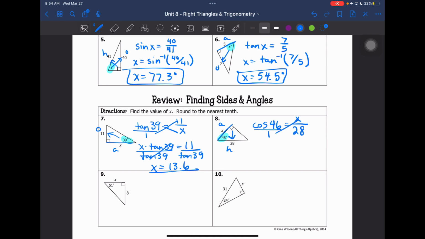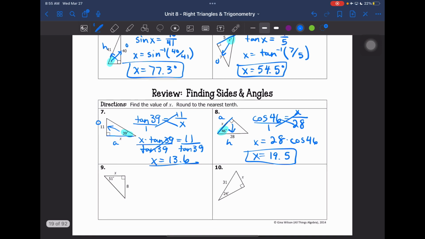So now I'm going to cross multiply. x is equal to 28 times cosine of 46. So you just type that into your calculator and it'll give you your answer. In this case, it's going to be 19.5. All right, number 9.